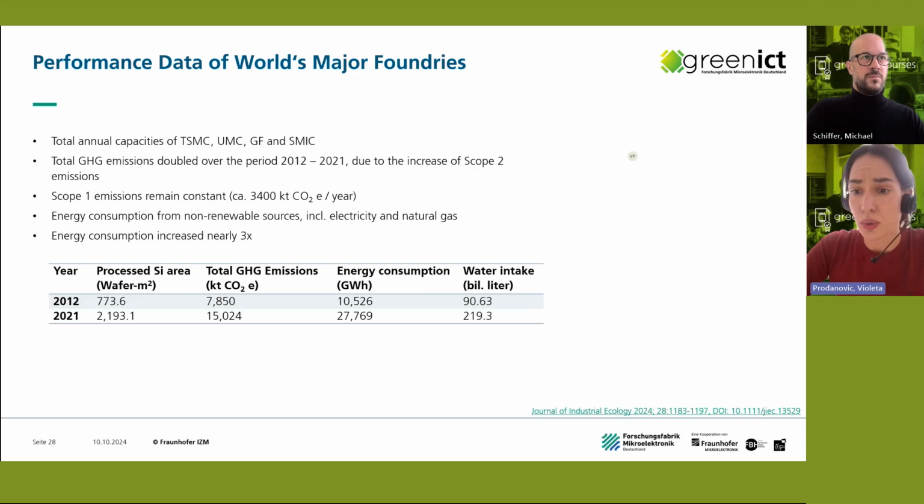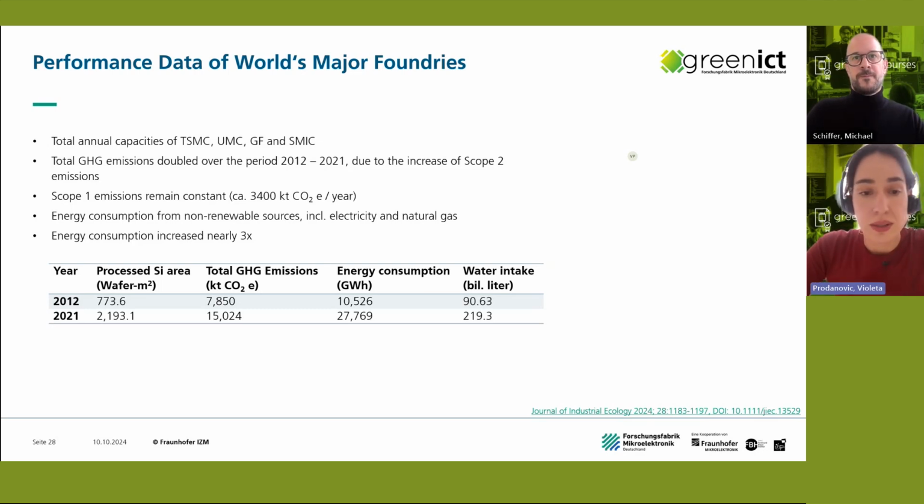3,400 kilotons CO2. What contributed to this growth of total emissions was actually scope 2, which means that factories were relying on second parties for providing the energy.